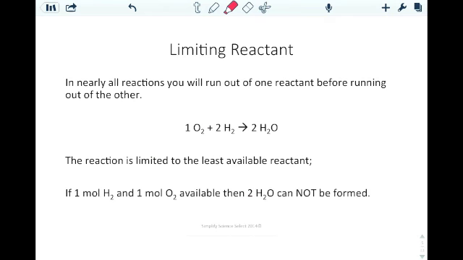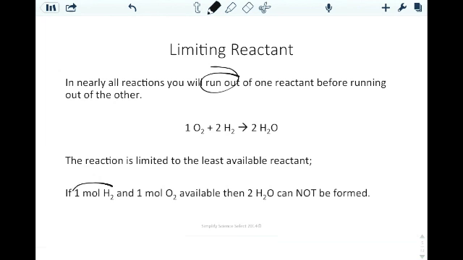So what a limiting reactant really is: in nearly all reactions you run out, and you should circle that, run out of one reactant before running out of the other. What you run out of, what you use completely, is your limiting reactant. Your excess reactant is what you have left over. It's what you have in excess. So you have too much of it, so you don't use all of it. If we're looking at this equation, the reaction is limited to the least available reactant.